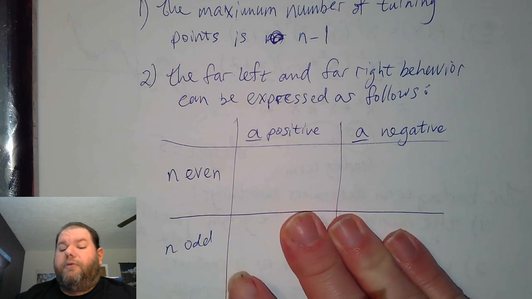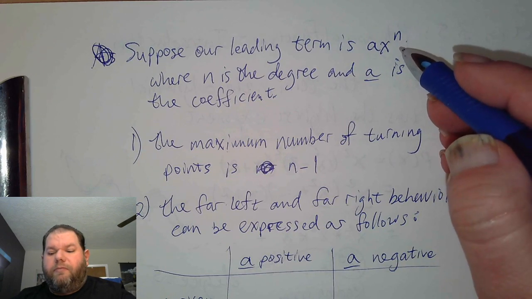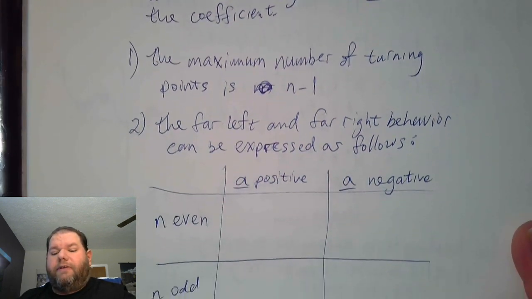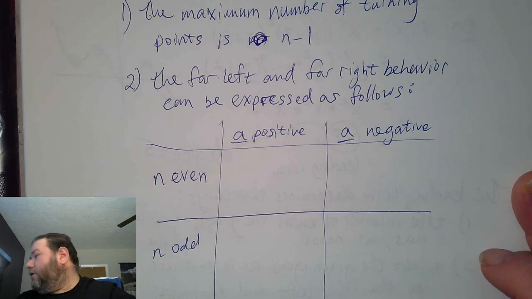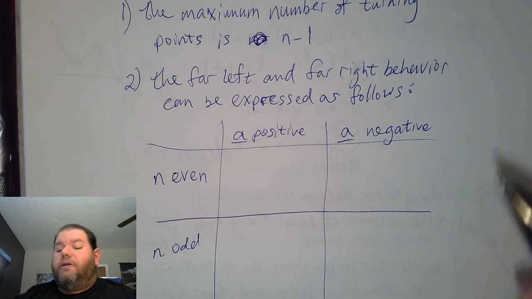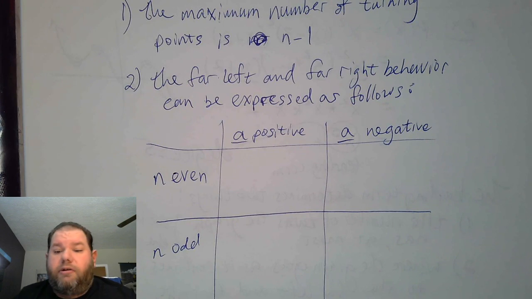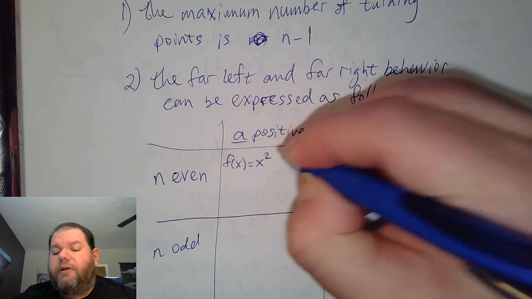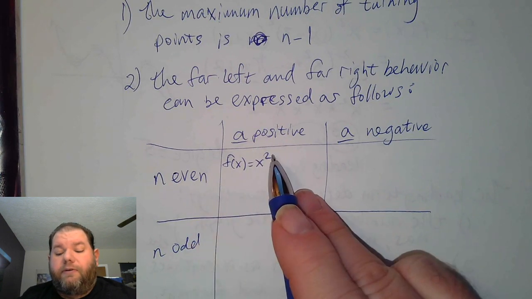So again, we set up here our leading term is ax to the n. Okay, a is the coefficient and n is the degree. We know the graph has n minus 1 turning points at most, at maximum. And then our far left and far right behavior can be expressed as follows. Now, what the book does, and I actually like what they've done here, is they've given an example of each of these. Like for this first one, we can think of it as f of x equals x squared, because it has a positive coefficient and it has an even exponent.